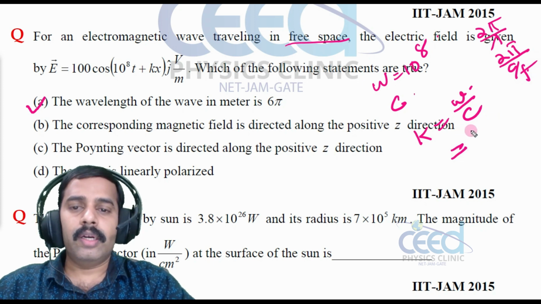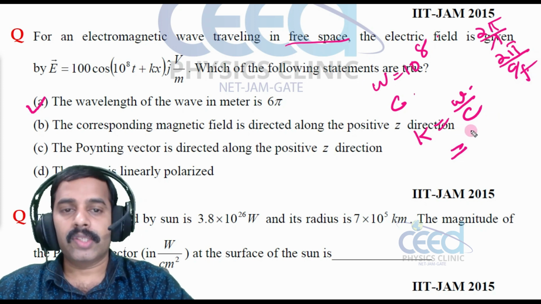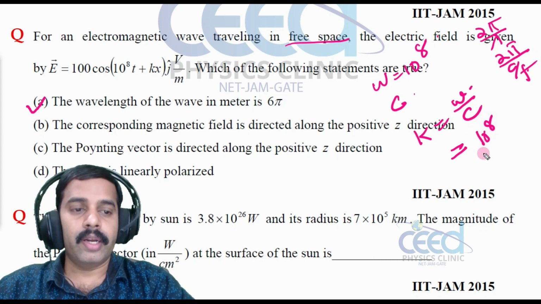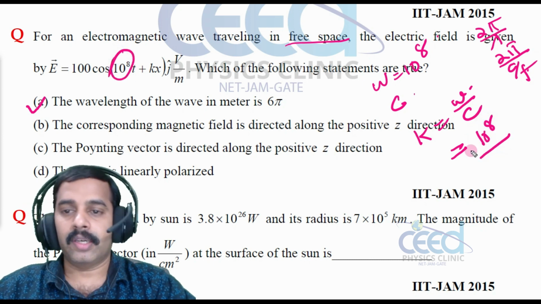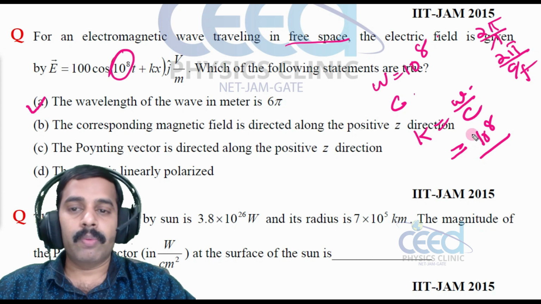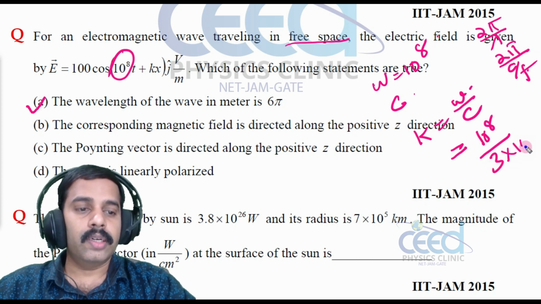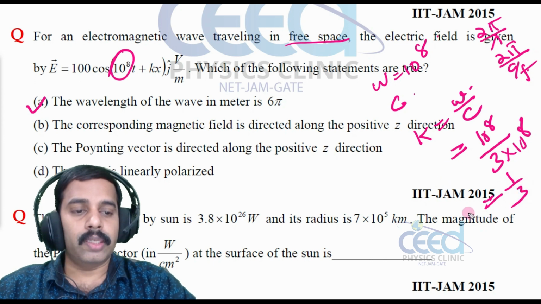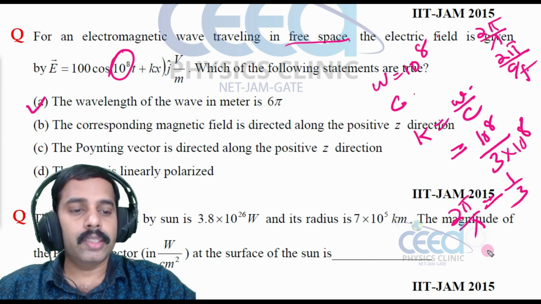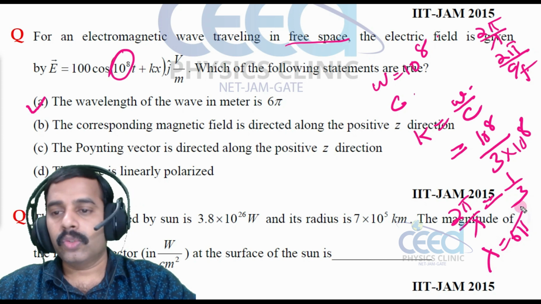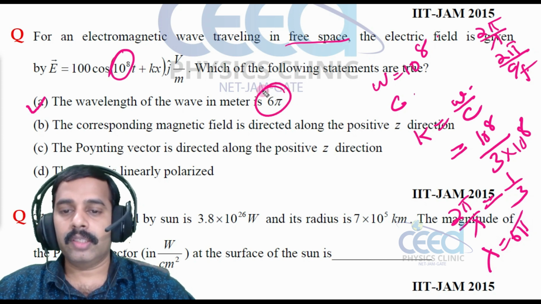So what is omega? Omega, given in the question, is 10 raised to 8, right? Divided by c. What is c? 3 into 10 raised to 8. So k is equal to 1 by 3. What is k? 2 pi by lambda. Then what is lambda? 6 pi. So the first statement is correct, right?